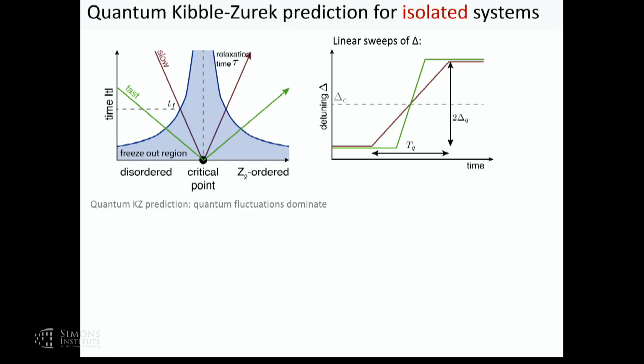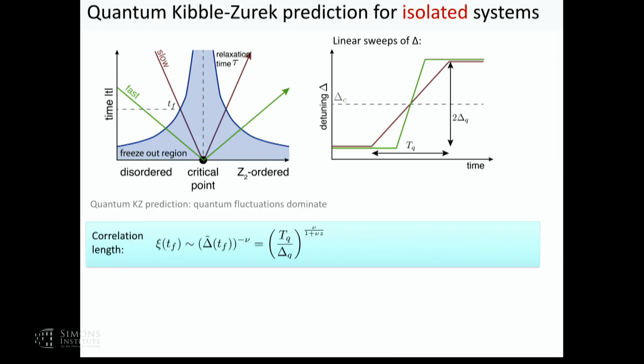This would predict that the correlation length should grow as a power law with respect to the time you take, how slow you go. In the power, there is this combination of nu and z. This is known as the Kibble-Zurich exponent. For example, for the Ising model, nu is equal to 1 and z is equal to 1, and this Kibble-Zurich exponent should be 0.5.